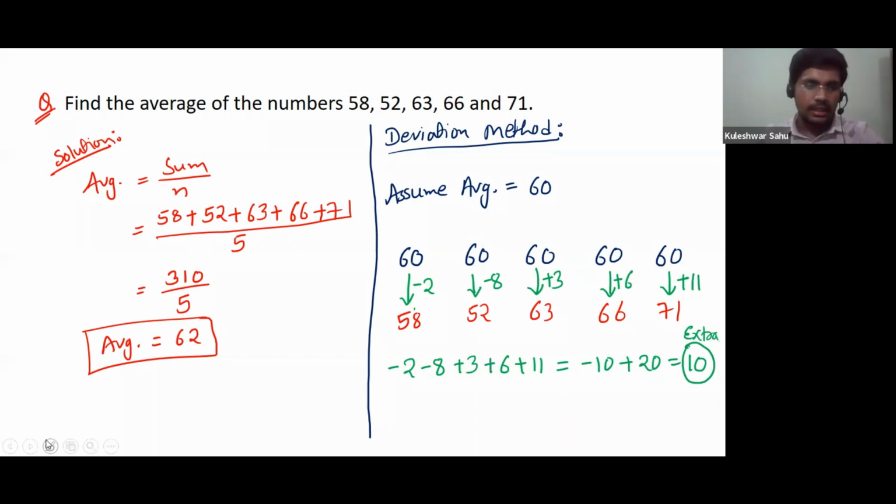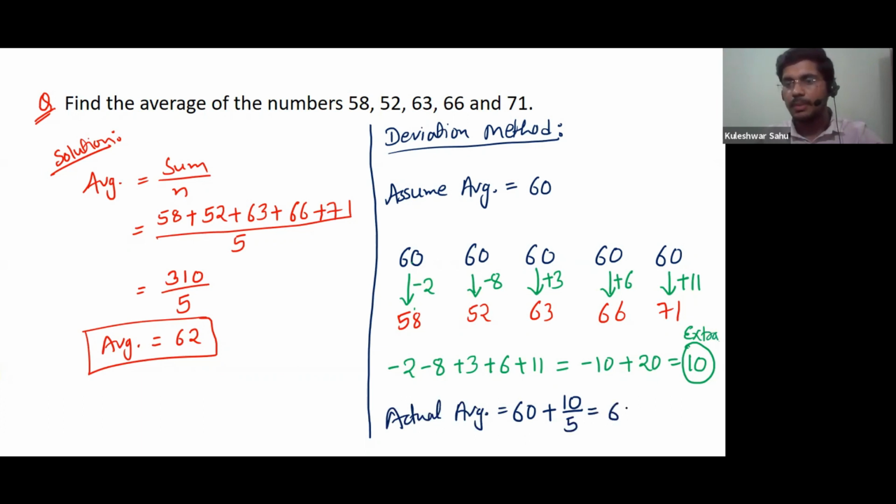So the actual average is going to be equal to, initially we have distributed 60, plus this extra 10 should be divided equally among all the 5 members. So 10 by 5 is 2, 60 plus 2, 62. So in both the methods, our answer is 62 only. Let's move to the next question.